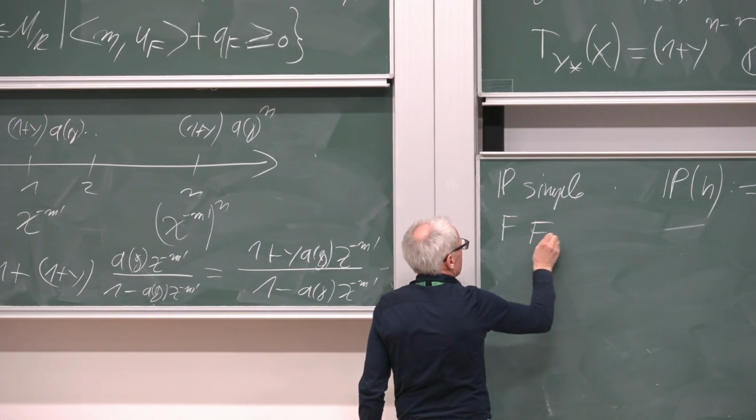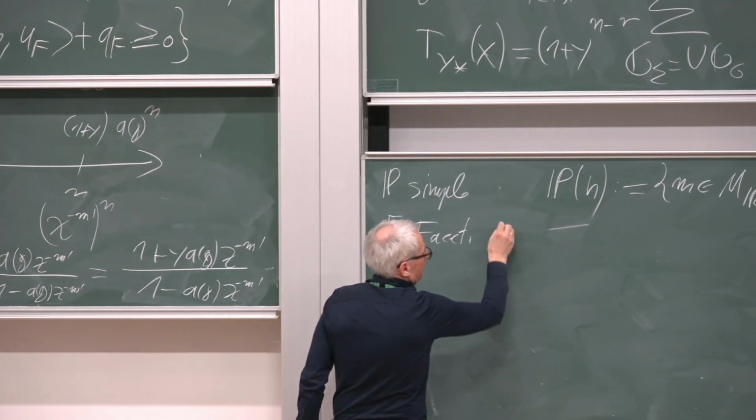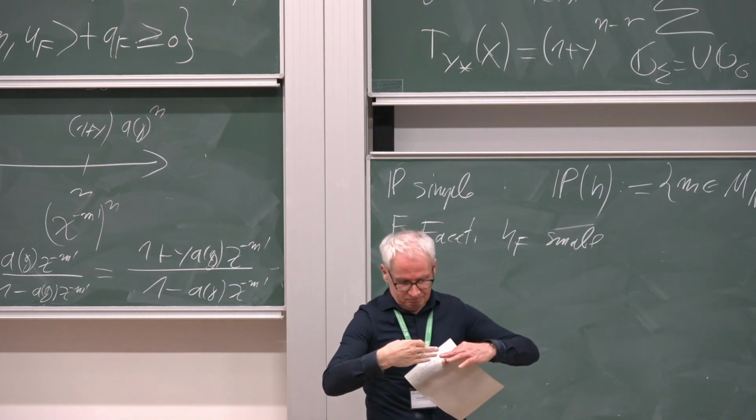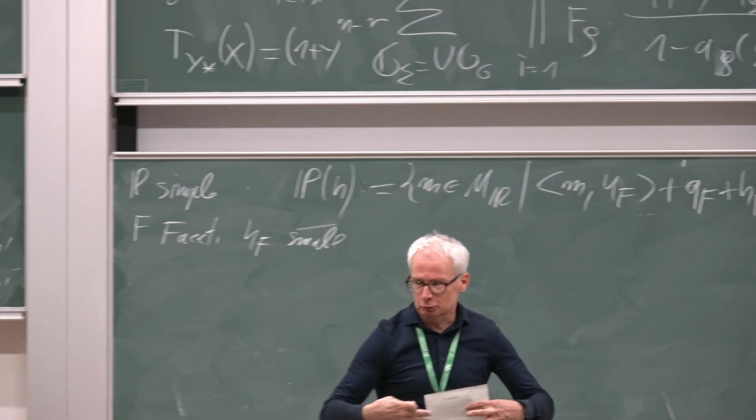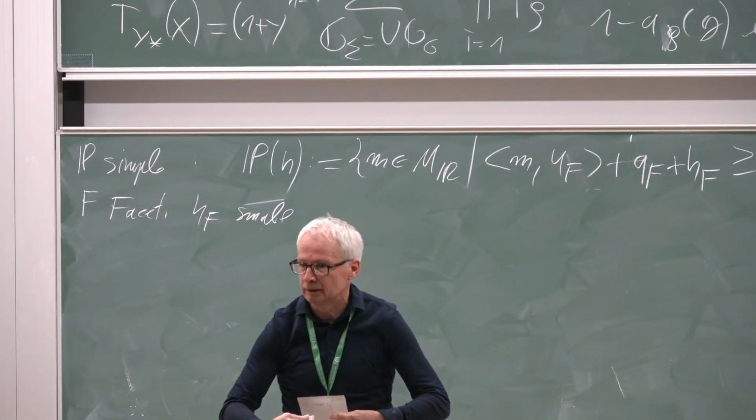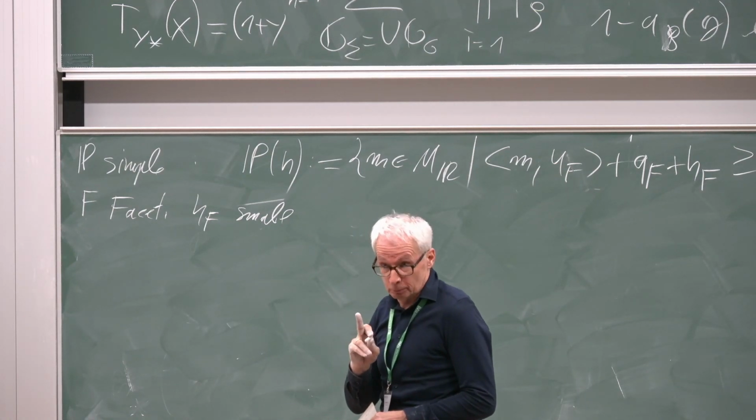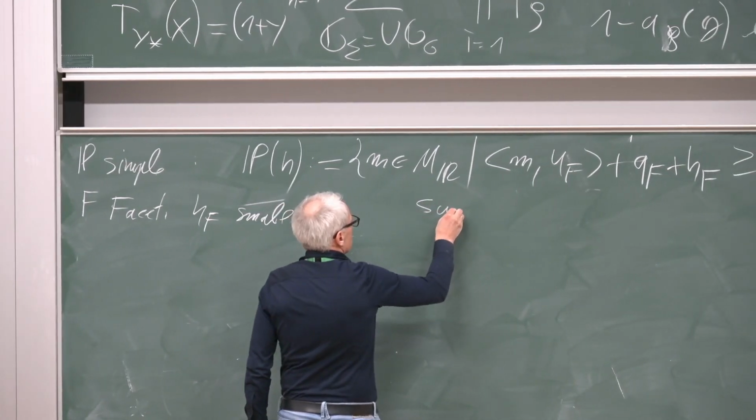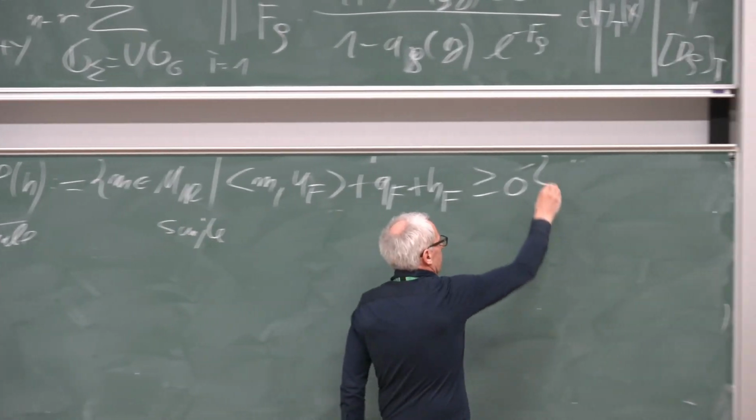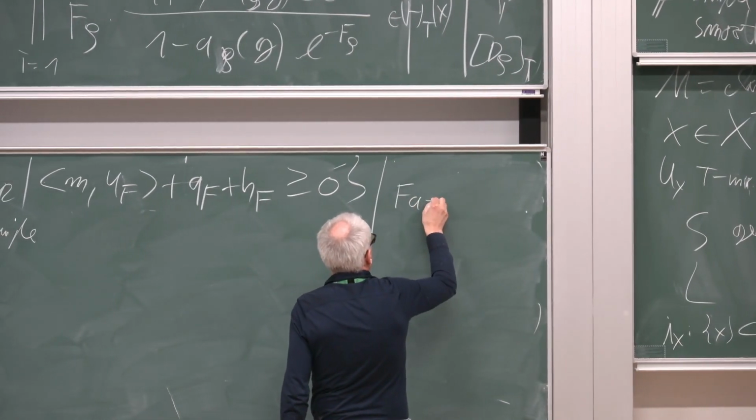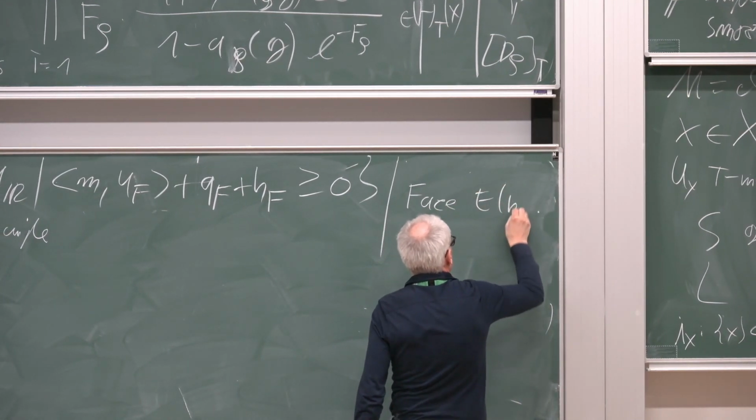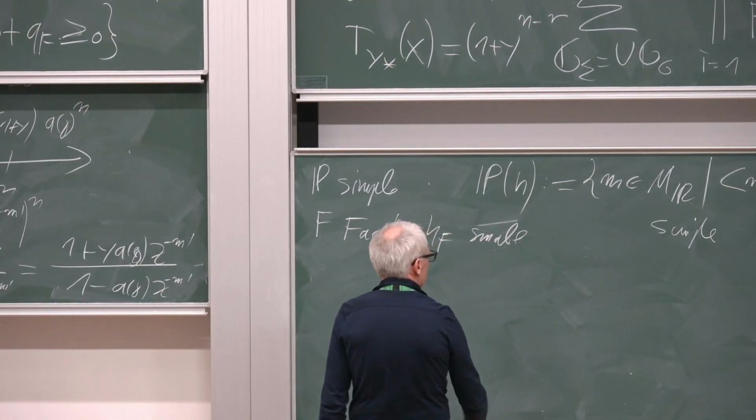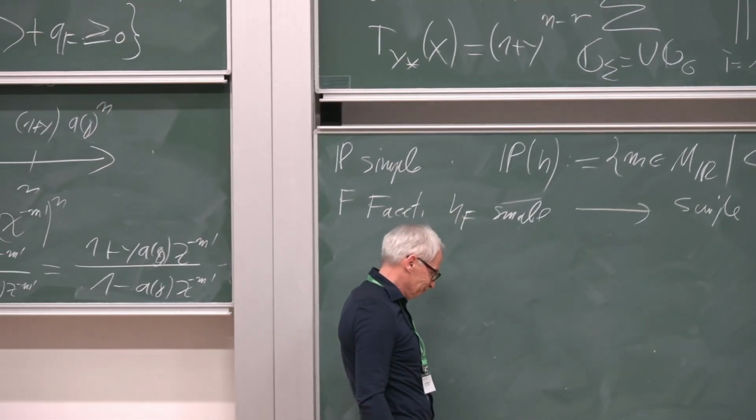For F a facet, the corresponding parameter h_F is small. And the good thing is, simple is a kind of transversality condition, so if you make a small movement, it's still simple. But it's not a lattice polytope anymore. It's a simple polytope. Later on, maybe I want to do the same for a face. So if I take a face E, of course, I get this deformation of the corresponding face E. And we take h small, so that this is still simple.